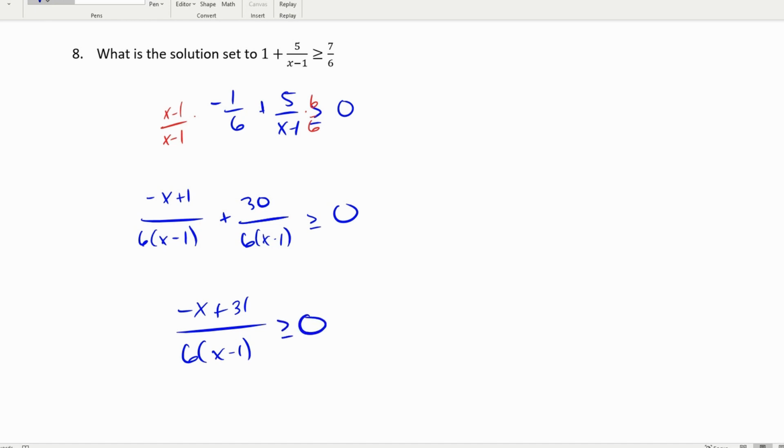The reason I wrote this as one fraction is because we need the zeros and asymptotes. Zeros are going to happen in the numerator, asymptotes are going to happen in your denominator. So for my asymptote, I get x minus 1 equal to 0. My asymptote's happening at x equal to 1. I'm going to want to keep track of this. And then for my zero, I have negative x plus 31 equal to 0, or x equal to 31. And I'm going to keep track of that.